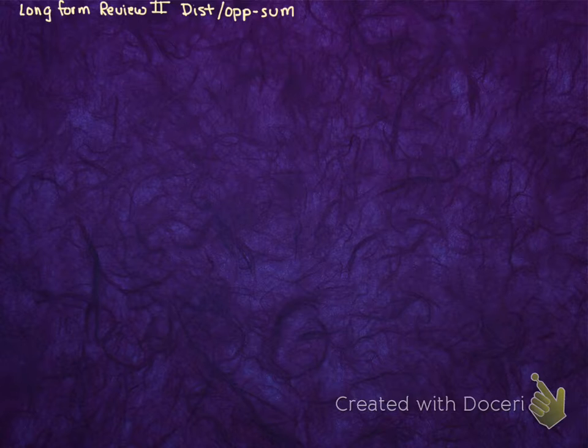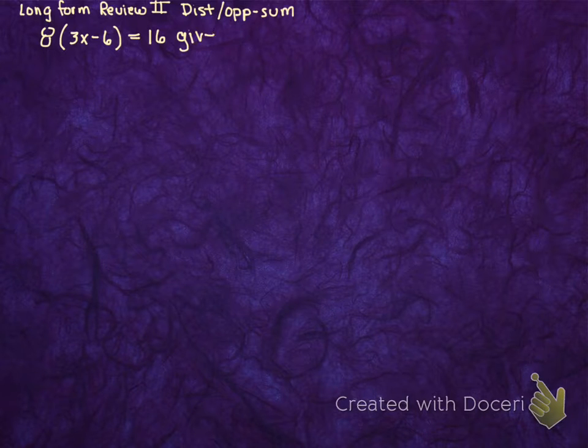So our first equation that we'll do together is 8 times the difference of 3x and 6 is equal to 16. So that'll be our given. And again, you want to hopefully look at that and say, okay, this left-hand side is not simplified. And we do want to simplify before we solve. So that means combining like terms and eliminating any groupings.